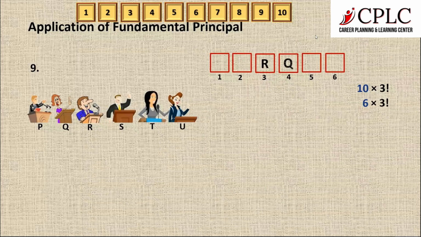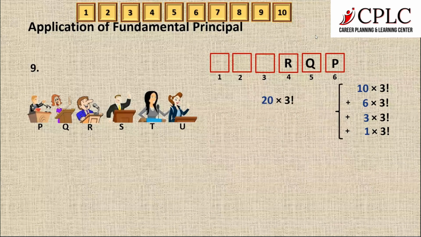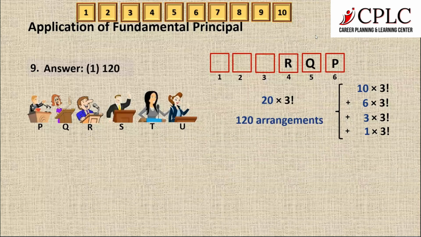Now let's take R at 3. If Q is at fourth place, there will be 2 possibilities. Q is at fifth place, there will be 1 possibility. Arrange STU into 3 factorial. Taking R at fourth place, there will only be 1 possibility. Also, we have to arrange STU, so 1 into 3 factorial. Adding these 4 things up, we'll get the answer as 20 into 3 factorial. That is 120 arrangements. So option 1 is the answer.